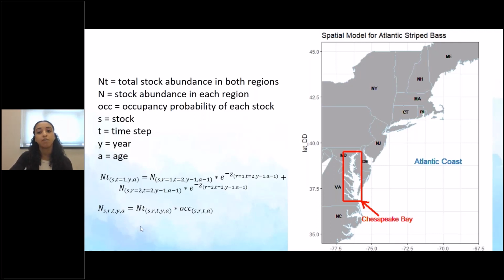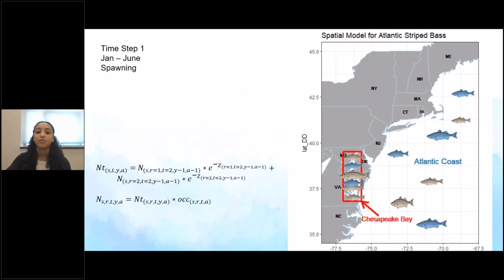And so that helps us, it's easier to estimate than keeping track of migration rate for this model. With that in mind, we can now visualize how this model works quite simply. Looking at this graph to the right, we have fish from the Chesapeake Bay stock in this reddish brown color. Fish from the Atlantic Coast stock are in this blue color. And so for our first time step, at the beginning of the year, we assume striped bass are spawning.